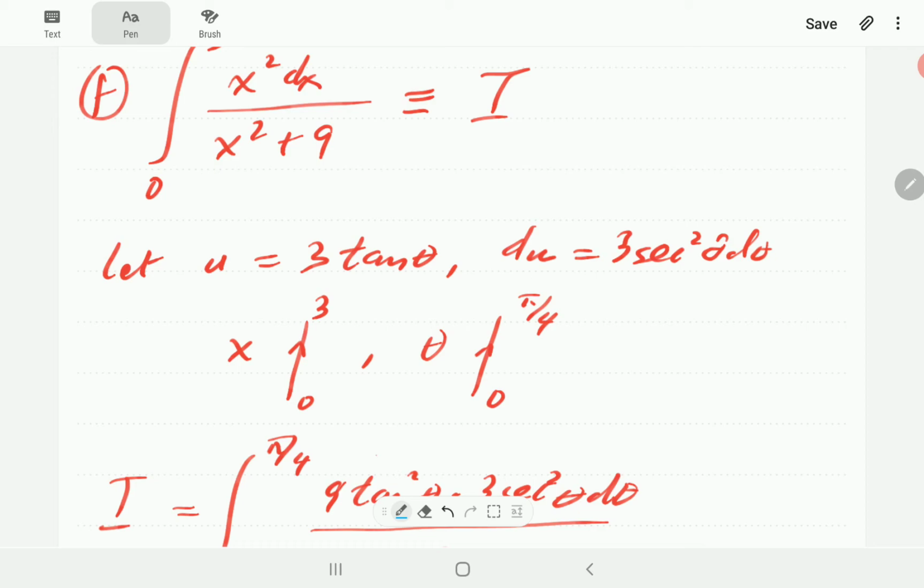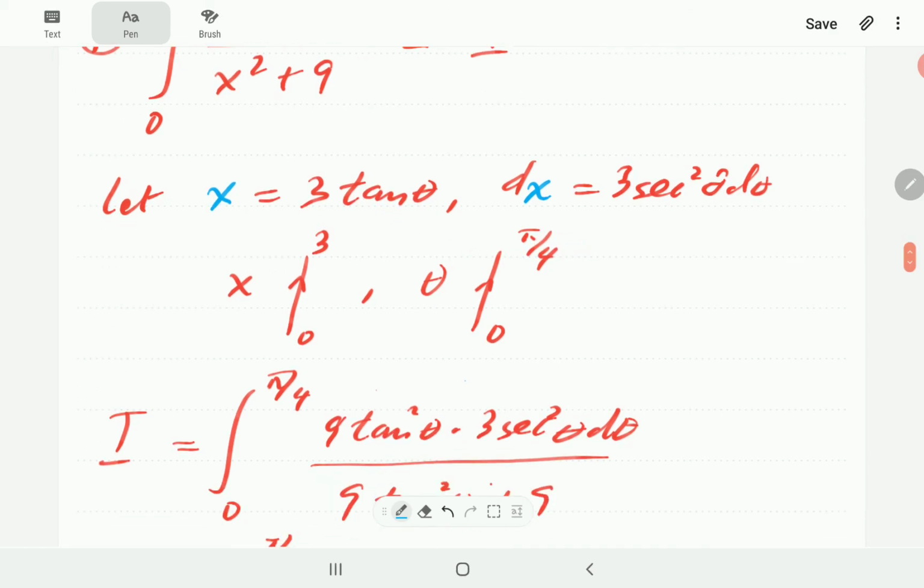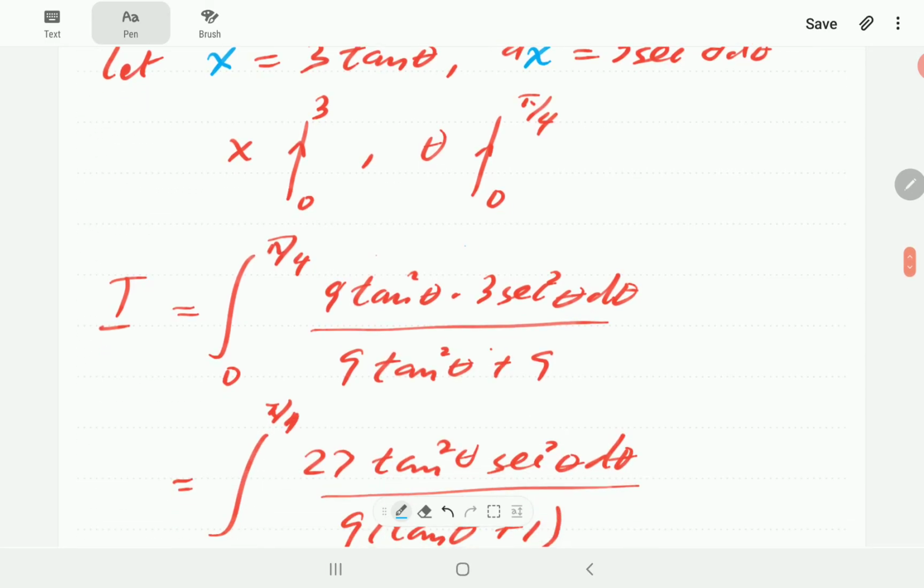When x is 0, let's see how this goes. There's a typo here, so this should be x here. So x and dx here. So when x is 0, tangent is going to be 0 as well. Then when x is 3, tangent is going to be 1. Tangent is 1 when theta is π/4, or 45 degrees.